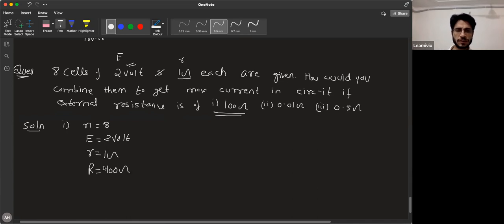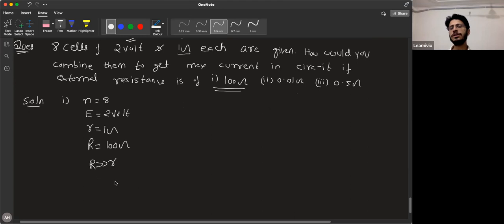Arpit, which case is this? This is the case where external resistance is large, right? So this is when capital R is very, very much greater than small r. If external is large, then which grouping would you prefer? We have discussed this just now. Arpit, which grouping will we prefer if external is large?